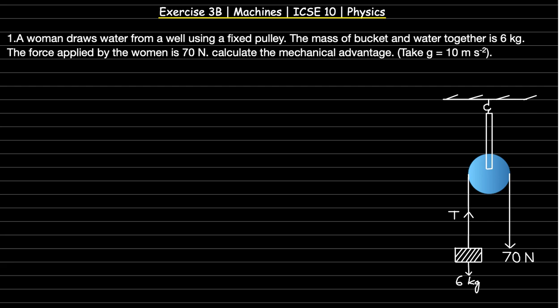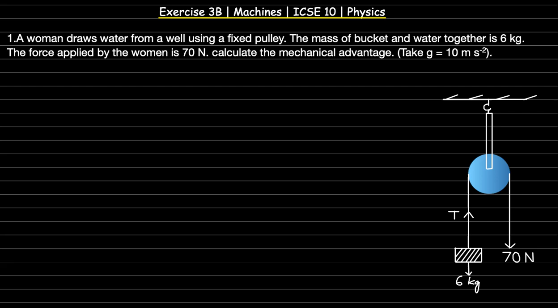Starting with the first question, so these questions will be based on pulleys. I have drawn some diagrams so that it is simple for us to understand. A woman draws water from a well using a fixed pulley. The mass of bucket and water together is 6 kg. So she has to pull the bucket up. So that means the mass of the bucket and water together is given as 6 kg.